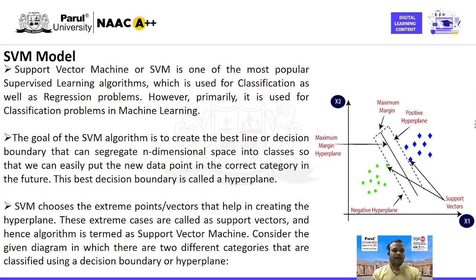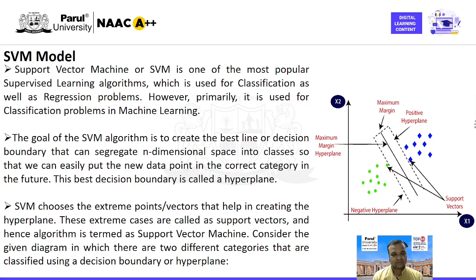The goal of the SVM algorithm is to create the best line or decision boundary that can segregate n-dimensional space into classes, so that we can easily put a new data point in the correct category in the future. The SVM model creates the best line. There are so many lines, so many decision boundaries, but the SVM model selects the best boundary line. That's called the hyperplane.